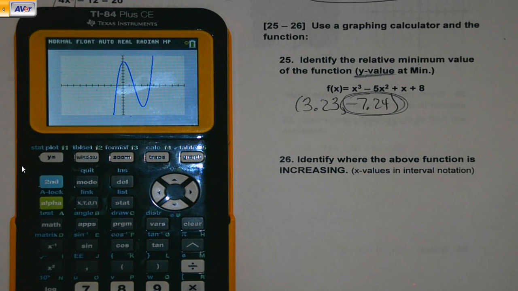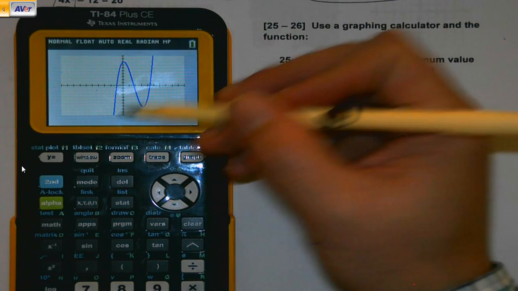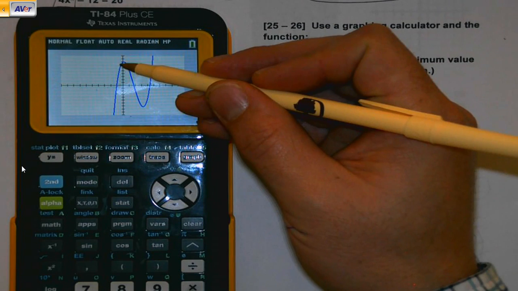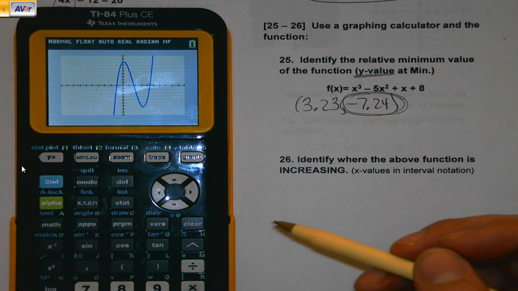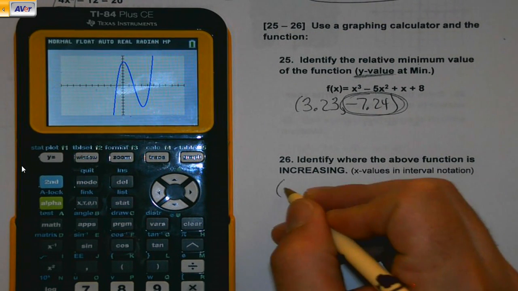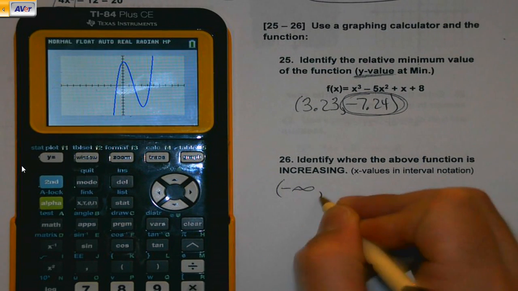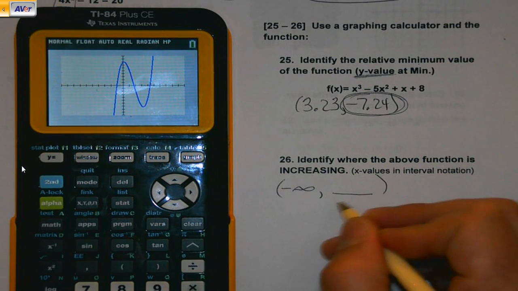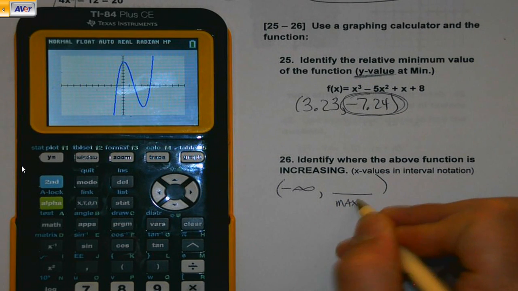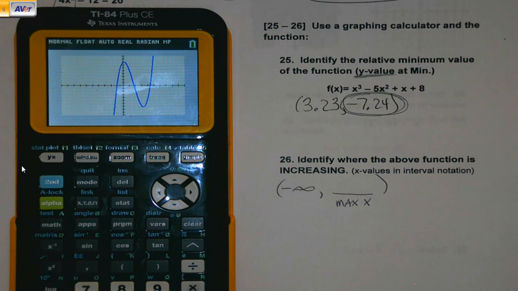And we want to know where the value is increasing. Well, I notice here from the start of my graph up until my max here that it's increasing. So, it's increasing from negative infinity, and I'm going to leave a blank here for right now, to that max x value.